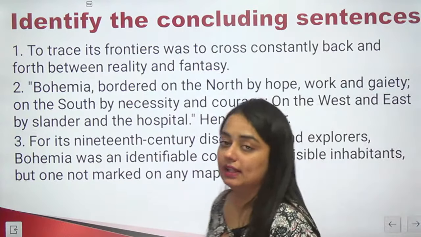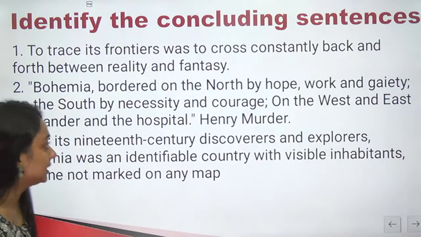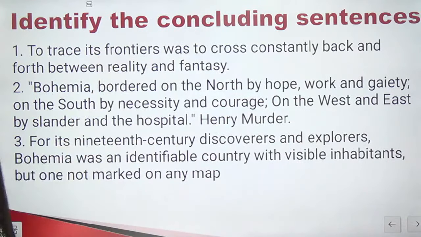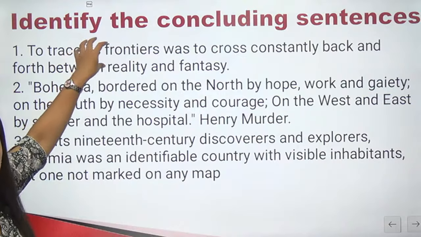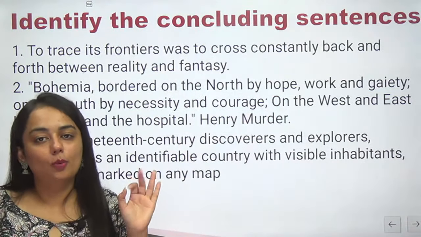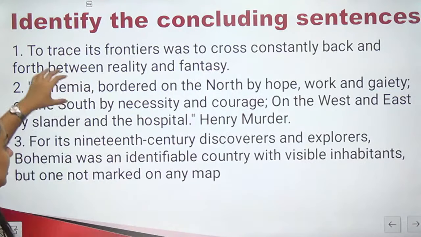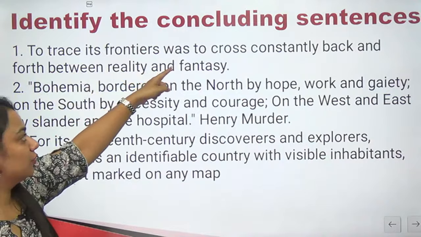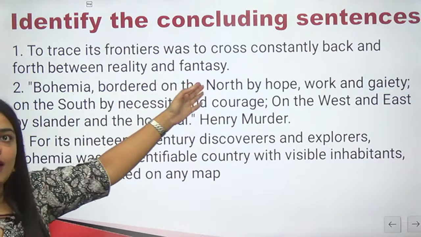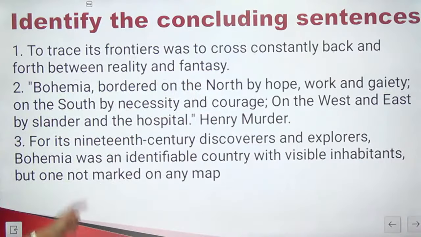If you can see, the first sentence says to trace its frontier. It means a pronoun has been used. There must have been some noun before it. So this cannot be the opening sentence. So this becomes a contender for the closing sentence. To trace its frontier was to cross constantly back and forth between reality and fantasy. Now, in the remaining two sentences, the proper noun Bohemia has been used.